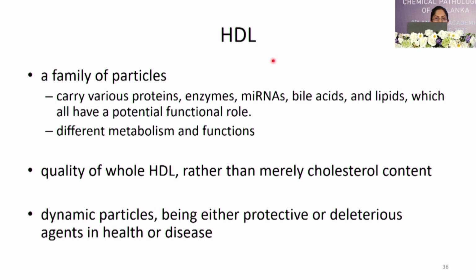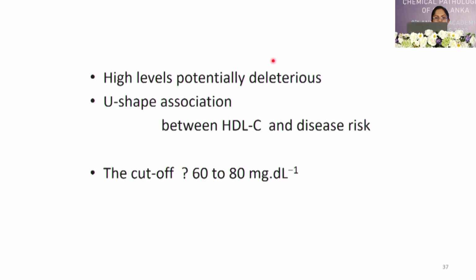It is a family of particles, so you have to take it as a whole rather than its mere cholesterol content. They are dynamic because in the blood they are continuously changing their constituents. You know, the high levels of HDL are potentially dangerous. As we thought before, however much HDL you get, they are protective, but it is not true anymore. High levels are dangerous. So there is a U-shaped association between HDL cholesterol and disease risk. So they have taken the cutoff. They are not very sure, but they think if he has more than 80 HDL, it is dangerous.